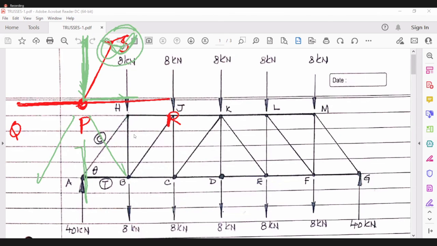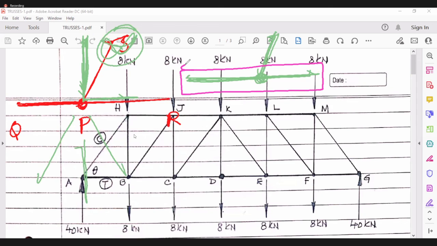As a result, if anywhere three members are meeting, and two of them are in a straight line, then the third one will be a zero force member only. Understood? Is this clear? Yes, sir. Clear, sir. Okay.